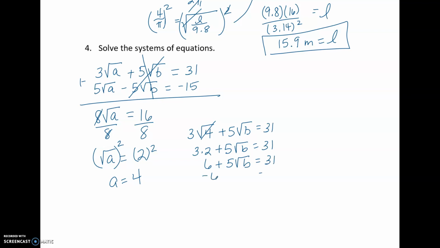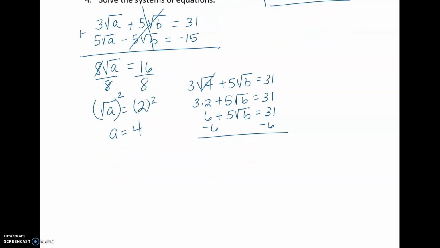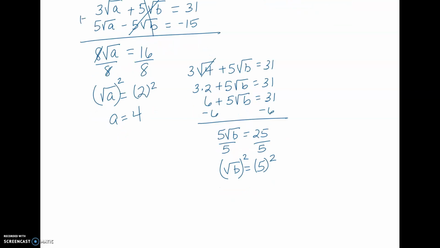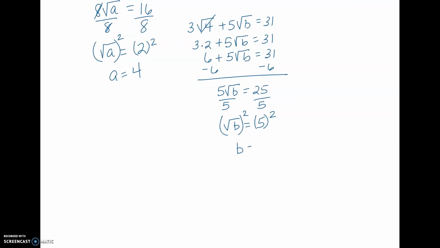I'm going to subtract 6, and I get 5 times the square root of b equals 25. I'm going to divide by 5, and I get the square root of b equals 5. I'm going to go ahead and square to get rid of the radical on b, and I get b equals 25. So my solution is a is 4 and b is 25.